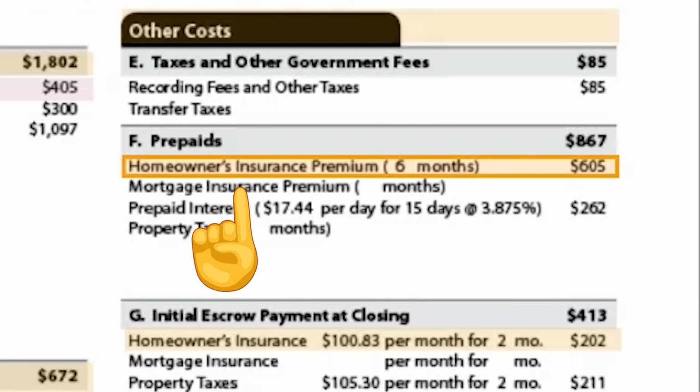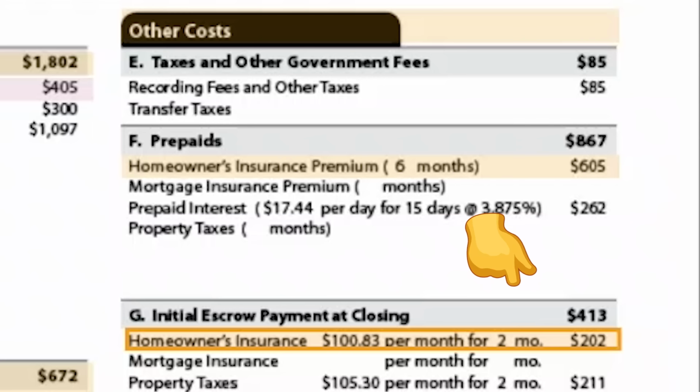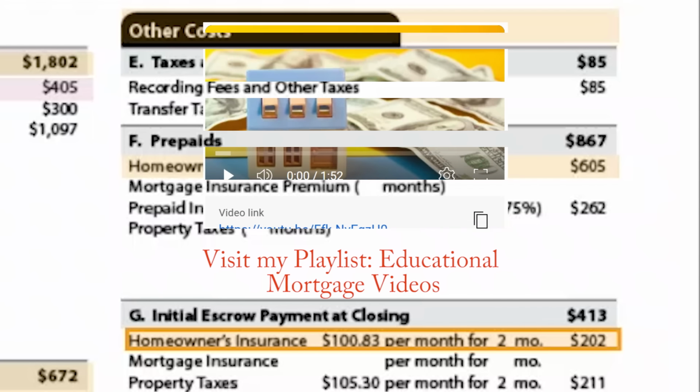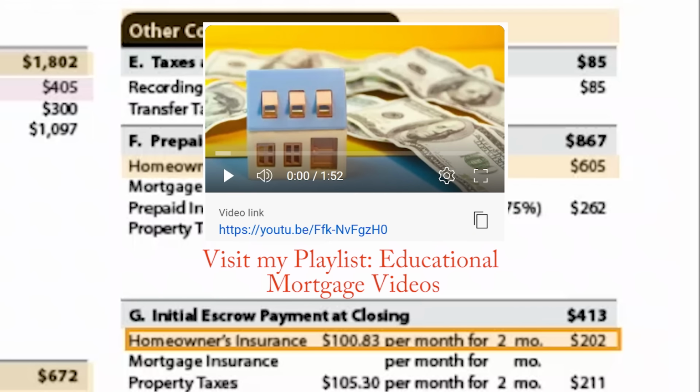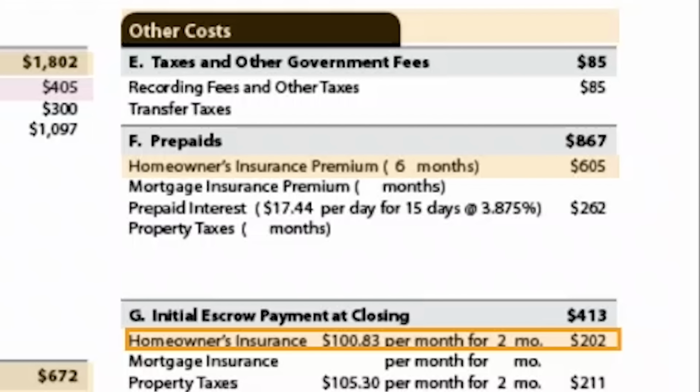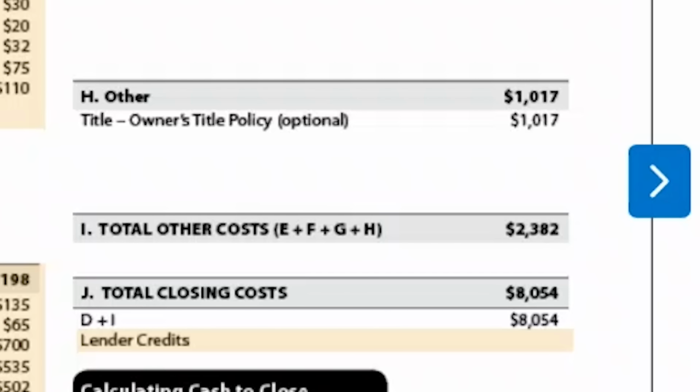They're collecting 6 months. Typically, they collect 12, but in this example, it shows 6. And then homeowner's insurance, they're going to fund the escrow account for 2 months. If you have questions about escrow accounts, I have a video that breaks that down in detail. You're also going to see in this section G, property taxes. That's also going to be collected to fund the escrow account.